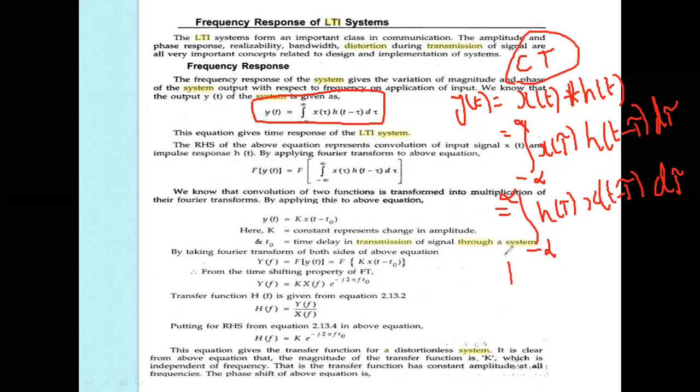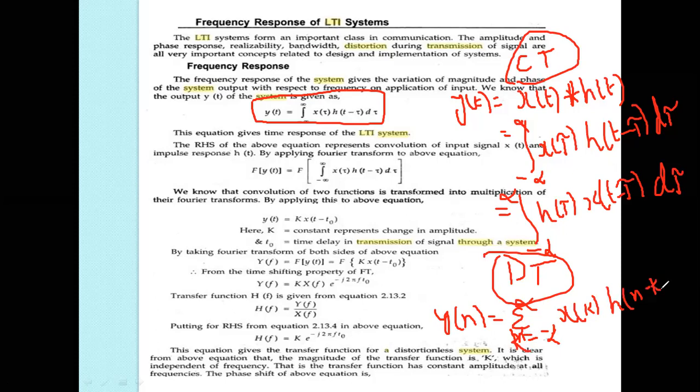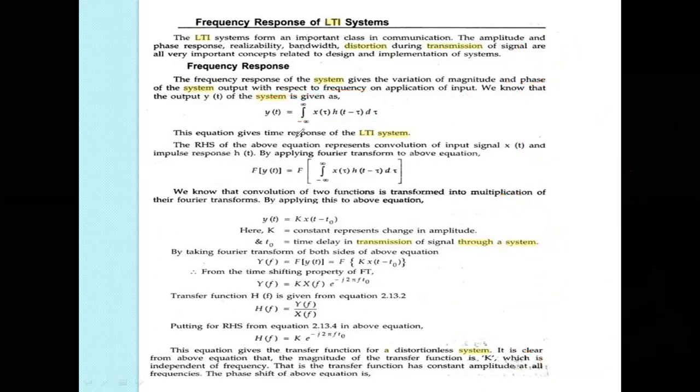For a discrete time function, y(n) is the sum over k from minus infinity to infinity of x(k) h(n minus k), which is also equal to the sum over k from minus infinity to infinity of h(k) x(n minus k). For a continuous time function, we use the integral: y(t) is the integral from minus infinity to infinity of x(tau) h(t minus tau) d tau. This equation gives the time response of the linear time invariant system.